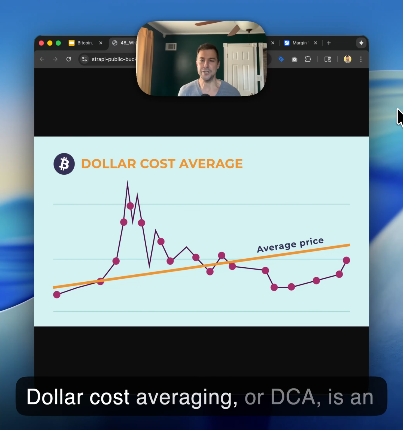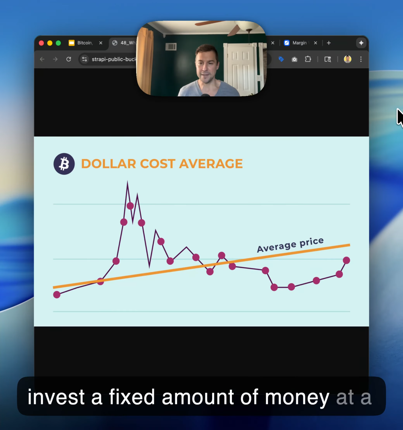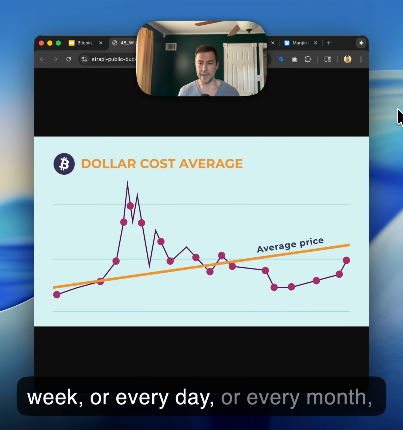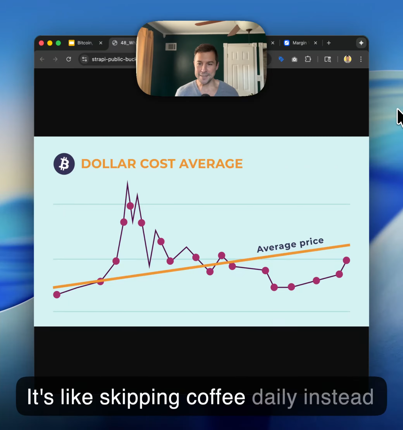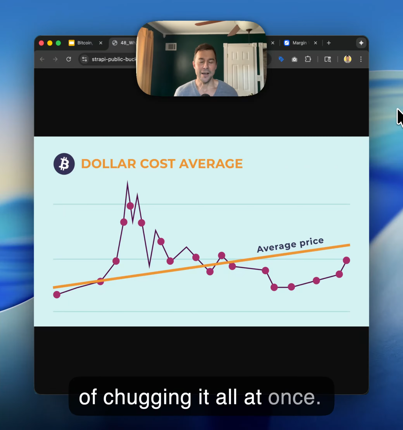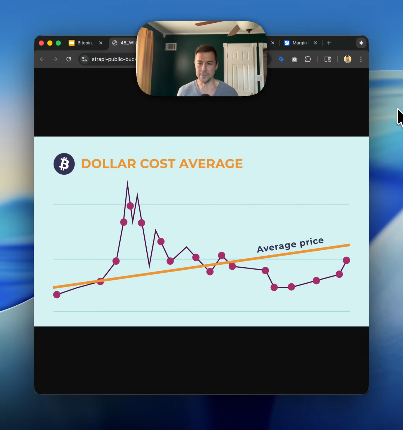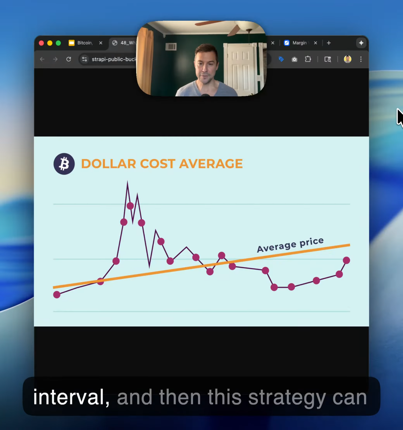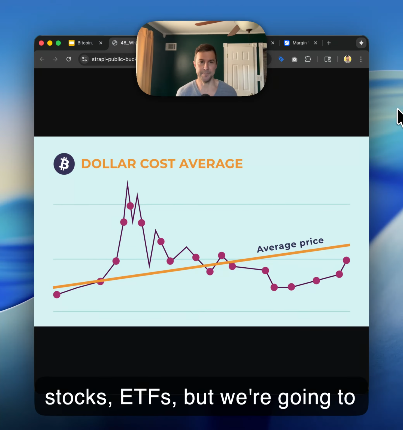So dollar cost averaging, or DCA, is an investment strategy where you invest a fixed amount of money at a regular interval, say $100 every week or every day or every month, regardless of price. It's like sipping coffee daily instead of chugging it all at once. Some key components of DCA are a fixed amount, so dollars, not shares. We're not concerned about price. A regular schedule, a regular interval, and this strategy can be applied basically to anything, like stocks, ETFs, but we're going to focus on Bitcoin.